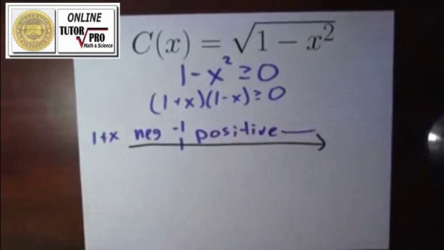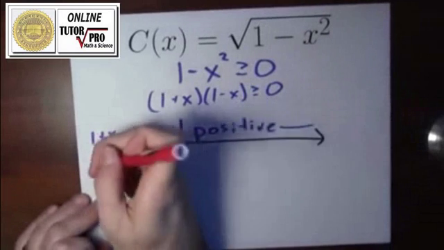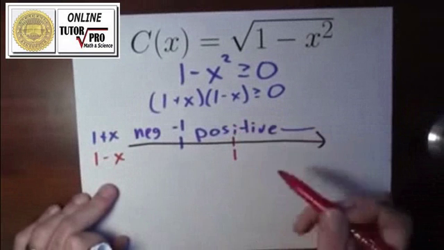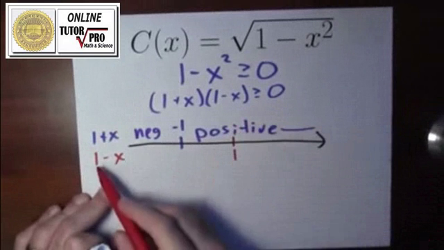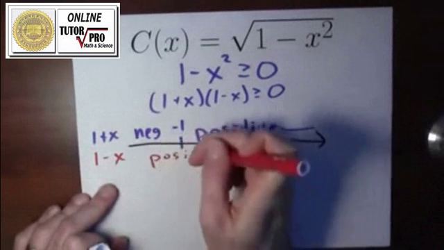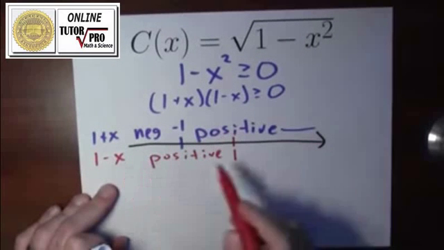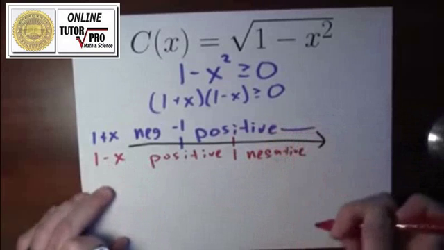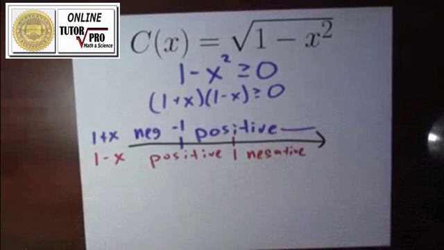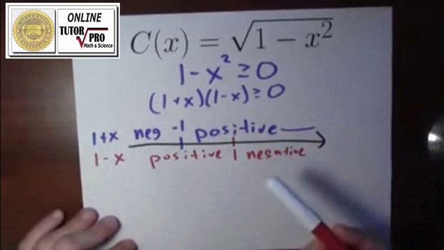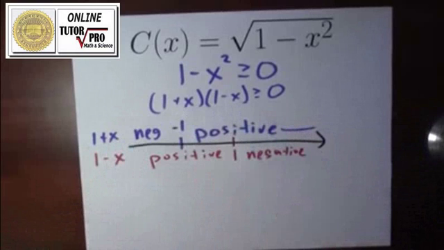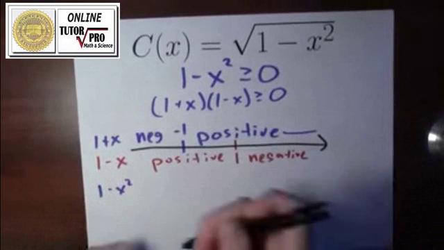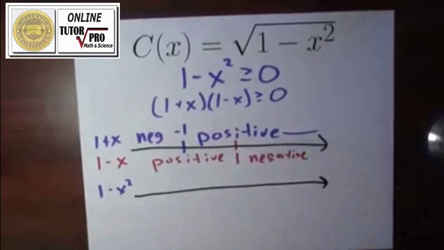All right, now compare this with 1 minus x. Right? 1 minus x, something exciting happens at 1. Right? When x is less than 1, 1 minus x is positive. And when x is bigger than 1, 1 minus x is negative. Now, I'm not trying to really understand 1 plus x or 1 minus x. I'm trying to understand their product. So when I multiply those two together, I get 1 minus x squared. And I want to know, when is that positive or negative?